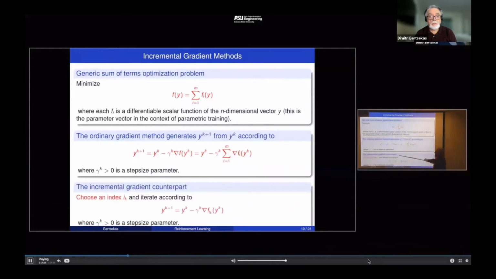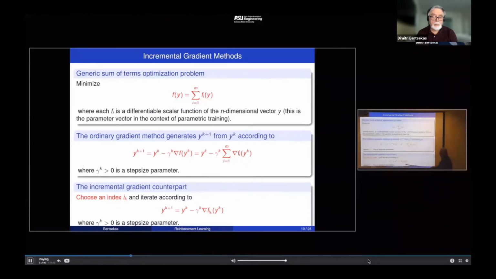Now here's the incremental gradient counterpart. It chooses just one term, just an index ik that is iteration dependent, and moves from yk to yk plus 1 in the direction of the opposite gradient of just that component, just a single component. These two are day and night in terms of overhead. This is far, far cheaper by a factor of m, essentially, relative to that.